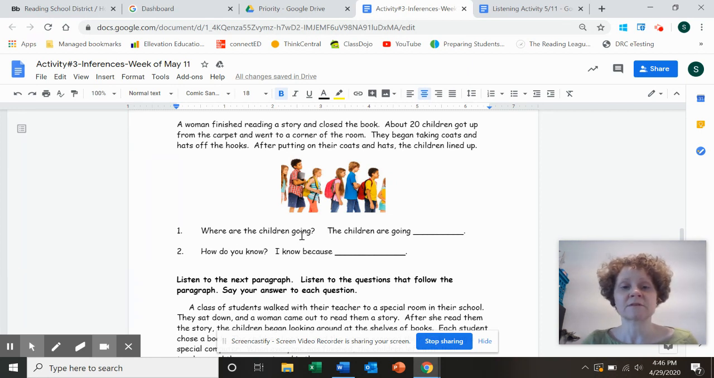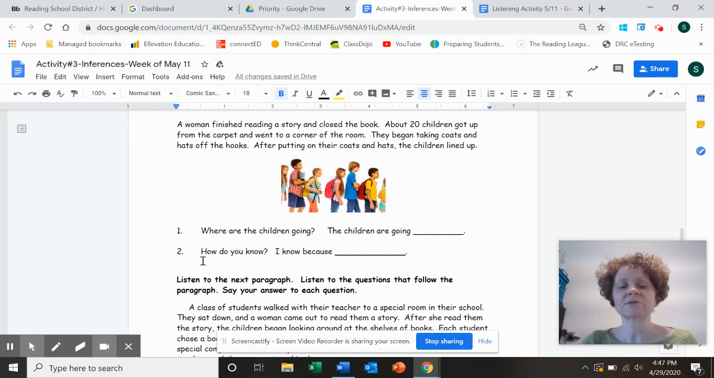Get that picture. So my first question for you is, where are the children going? Of course, the author of the story didn't tell us exactly where they were going, but I think you can make an inference, a guess, about where they are going. So I want you to use this sentence starter. The children are going. And tell me, where do you think the children are going?